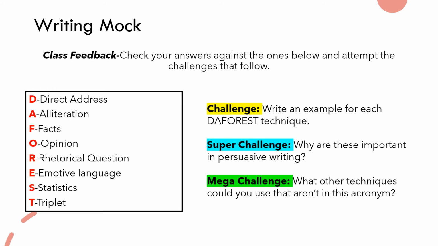So if we have a look at some of the main DeForest techniques, these are them here. Now they might change depending on the teacher that you have in your normal everyday lessons. Sometimes they will have, for example, the D will stand for discourse markers, which would be things like on the other hand, however, and things like that. Some people will also put for the R, instead of rhetorical question, they might use repetition, or for S, instead of putting statistics, they might put second person.